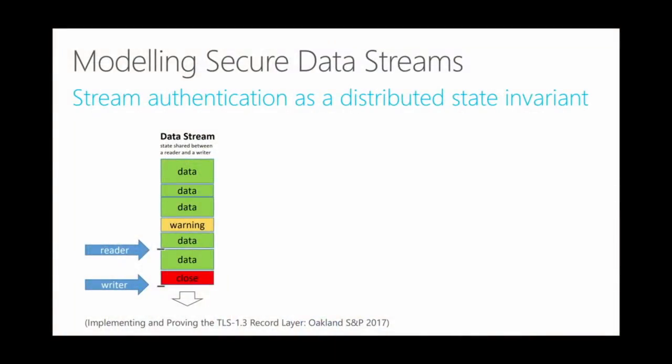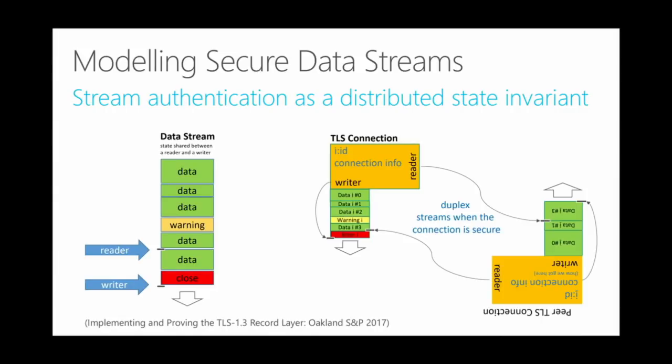At the level of data streams, we prove a distributed invariant, that the reader end of the protocol reads from a prefix of the stream that the writer has sent so far.